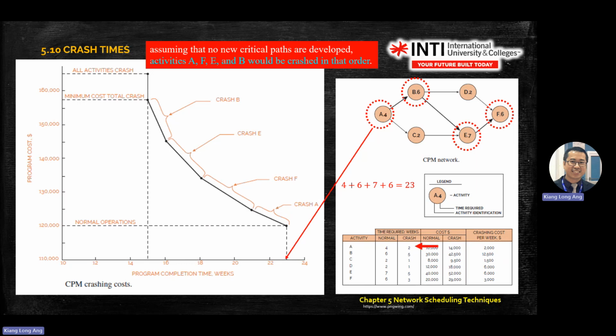Then you start from 23 weeks. You crash A. A is 2 weeks. So you go in reverse: 23 minus 2, you arrive at 21. So you draw one line there. You draw backward. If normal operation but you crash A, the cost will go up a little bit.